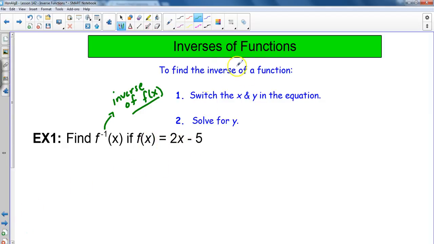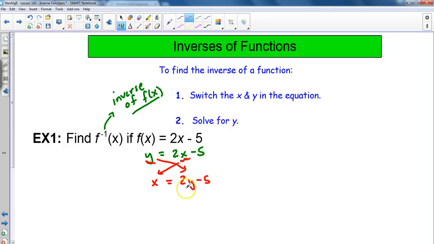So we're going to follow our process that's outlined up here. To find the inverse, we switch the x and the y, and let's just rewrite this so that we have an x and a y. So we have y equals 2x minus 5. So what we do is we take the x and the y, and we switch them. So the x comes where the y is, the y comes where the x is. So we have x equals 2 times y minus 5.